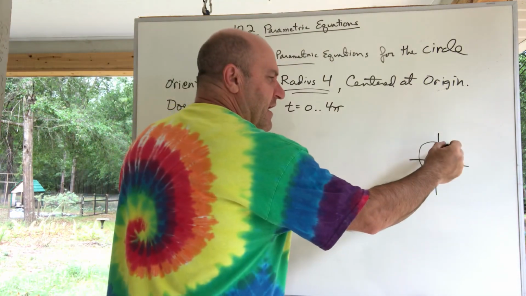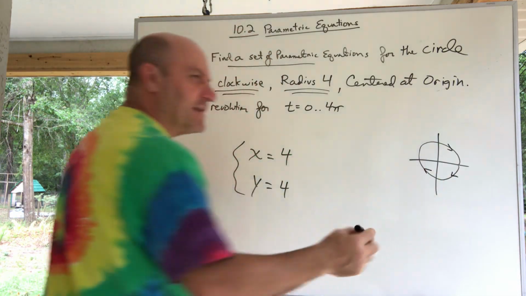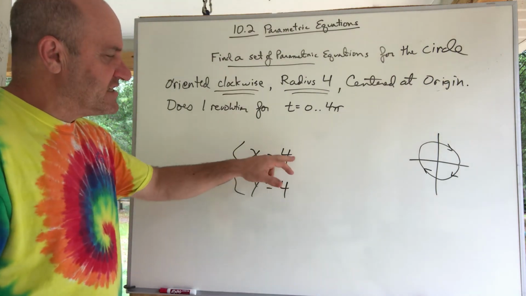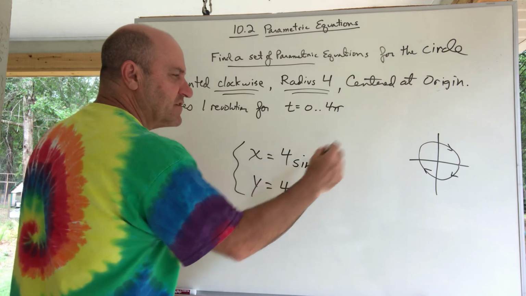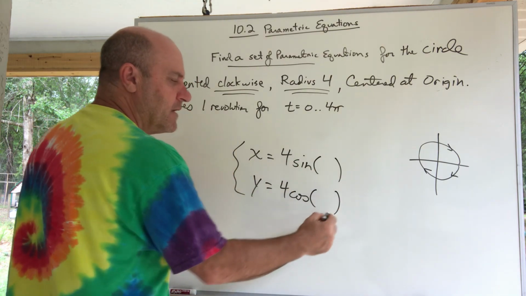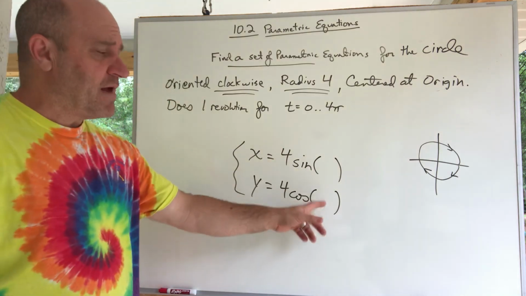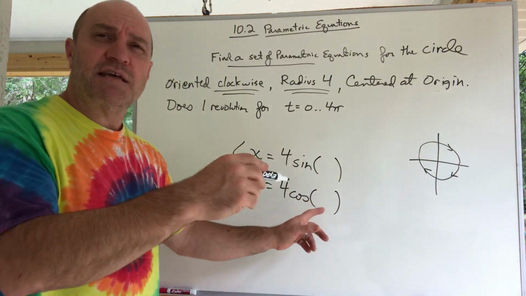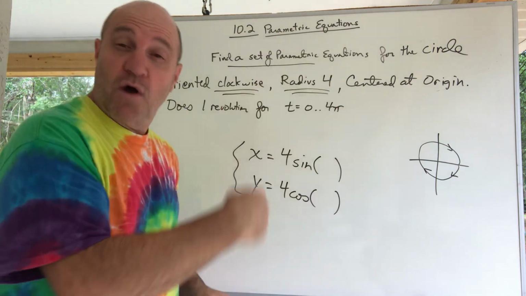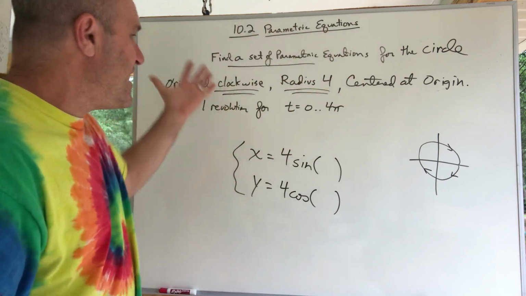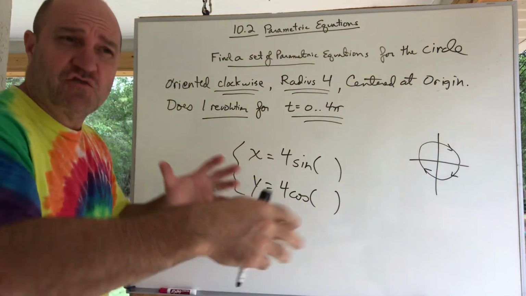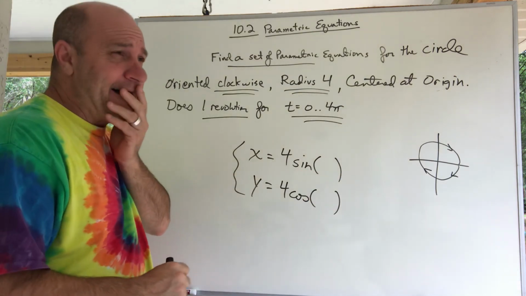Clockwise is something you can remember a couple different ways. I've remembered it to where x is a sine. So when x is sine, that's going to be oriented clockwise. So y will be cosine. So that's it. And then I put a t in here. But if I put a t in here, that means it does one revolution, with a period of 2 pi. It does one revolution in 2 pi. They want me to do one revolution in 4 pi. So they've stretched out the period.